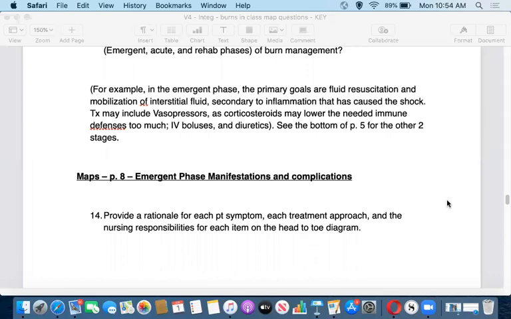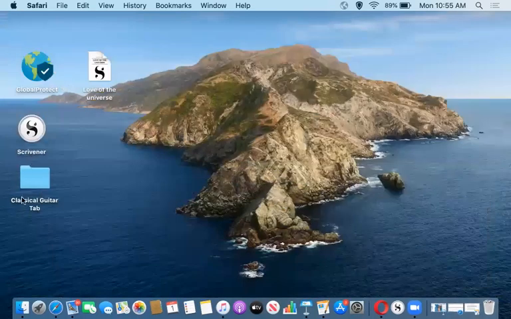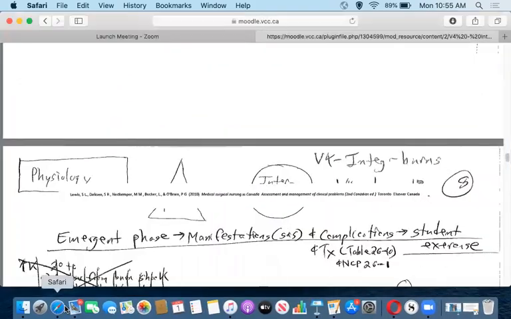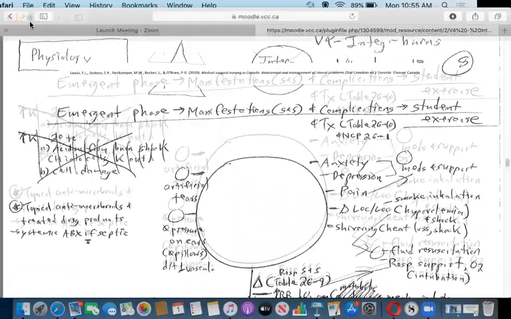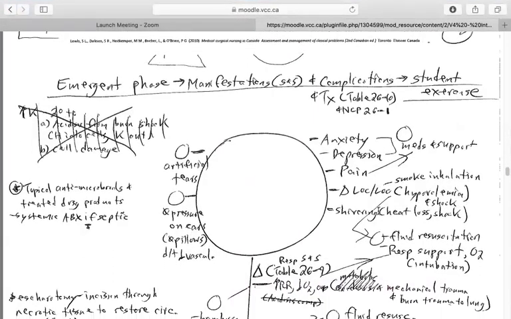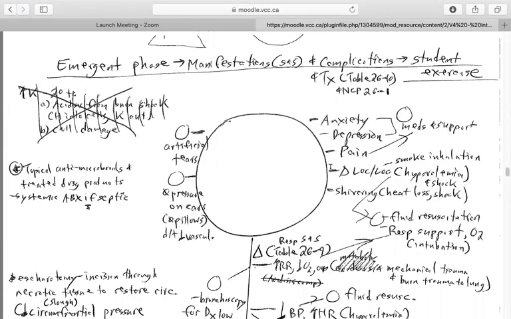Finally, question number 14 is asking us to go through a head-to-toe diagram and discuss the responsibilities and understand the treatment approaches for each item on the head-to-toe diagram for the emergent phase of burn injuries. So let's take a look at that diagram on map number 8. I'll hover through it, and if there's something that needs to be explained, a lot of it we've already talked about above, or it's already intuitive. Like a lot of these things up here that I'm hovering around with the mouse should be pretty intuitive, that these are issues that need to be addressed.